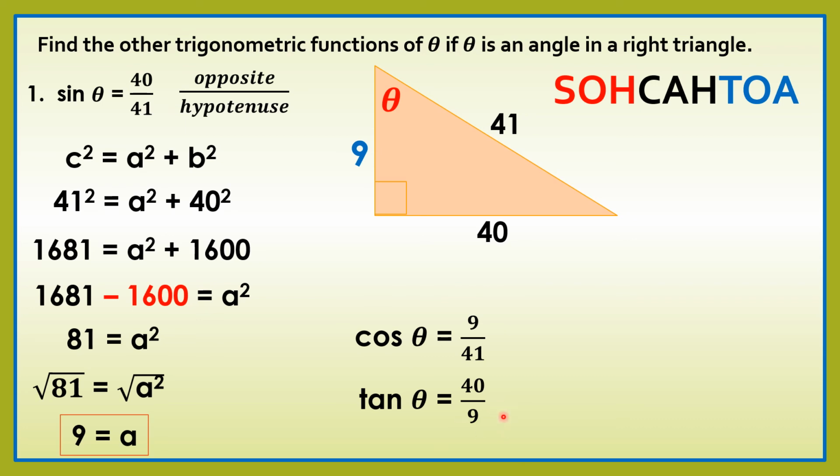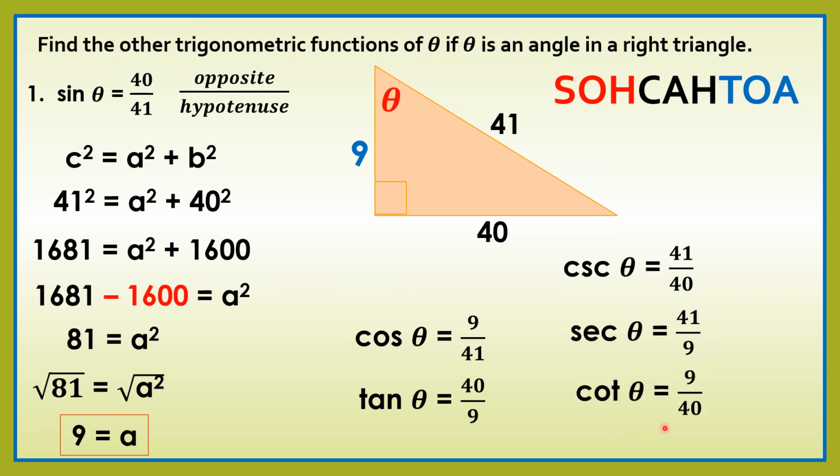Then, let's go to the reciprocal. So, ang reciprocal ng sine theta natin ay cosecant theta. And that is equal to 41 over 40. Kasi ang ating sine theta dito ay 40 over 41. So, reciprocal lang yan. That is 41 over 40. Next is the reciprocal of cosine theta, which is secant theta. And that's equal to 41 over 9. Next is tangent theta. The reciprocal of that is cotangent theta, which is equal to 9 over 40.